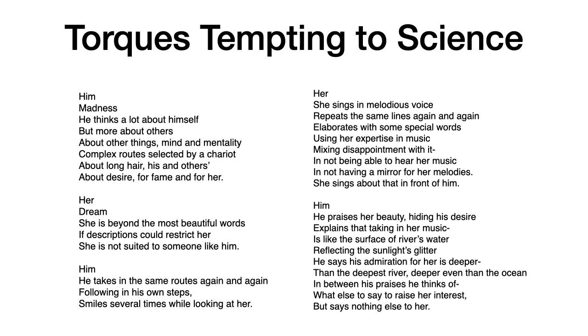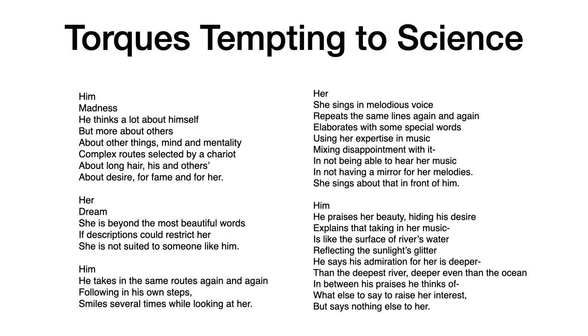Him. He takes the same routes again and again, flowing in his own steps, smiles several times while looking at her. Her. She sings with melodious voice, repeats the same lines again and again, elaborates with some special words, using her expertise in music, mixing disappointment with it, if not being able to hear her notes, in not having a mirror for her melodies. She sings about that in front of him.